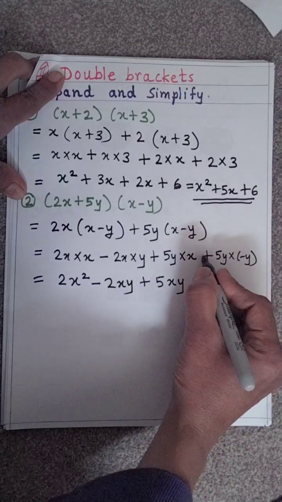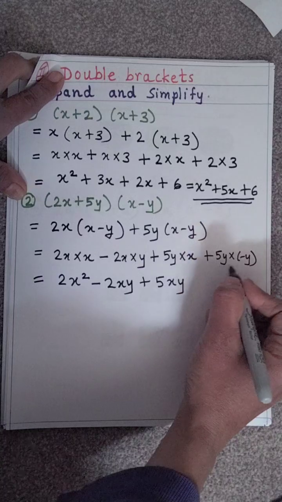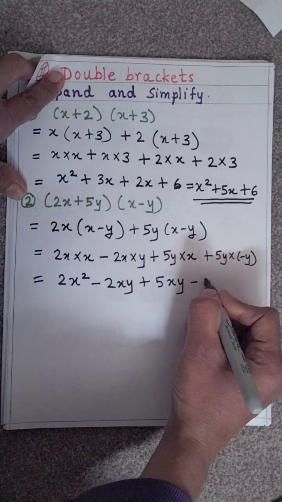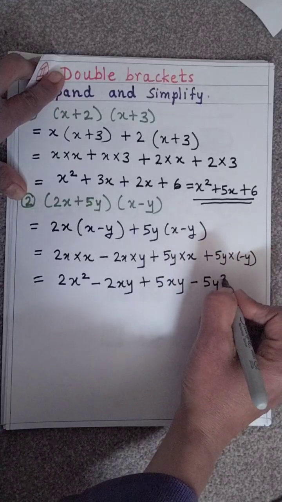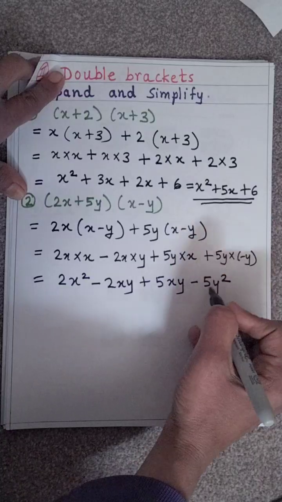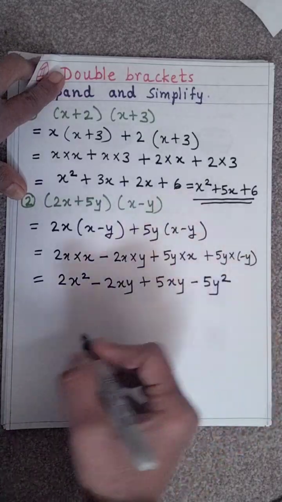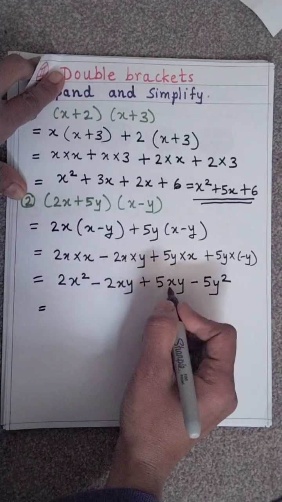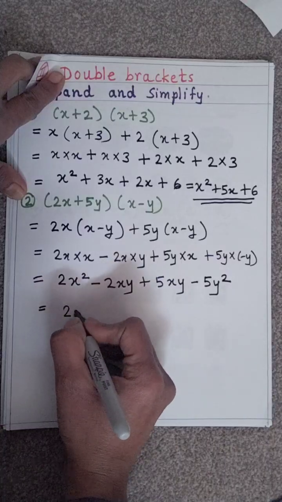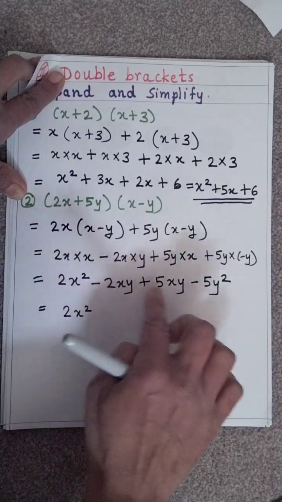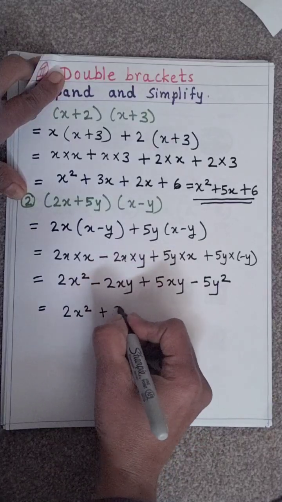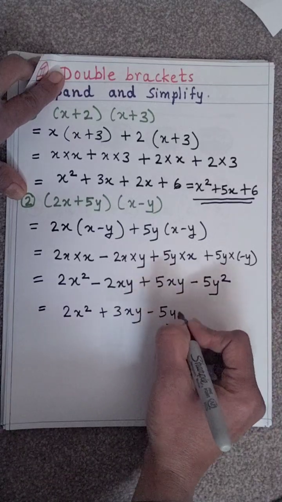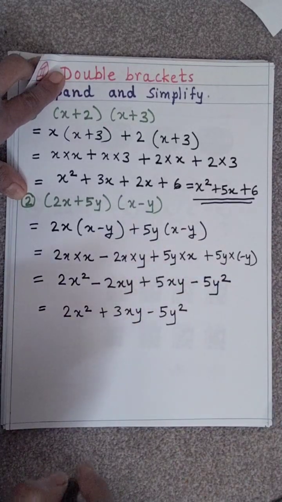Plus, now plus 5 times minus, be mindful of the sign here, plus 5 times minus, so it becomes minus 5y square. Plus and minus becomes minus here, is equal to, these two xy terms are similar, so we write 2x square minus 2 plus 5 is plus 3xy and minus 5y square is the required answer.